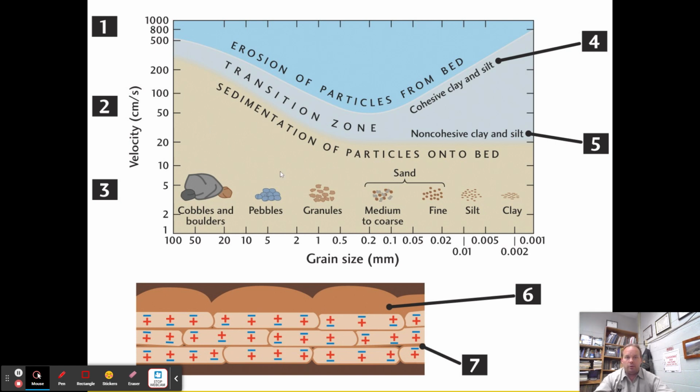So sedimentation of particles onto the bed is this sort of tan area, and that's where stuff's being carried along on the bed of a stream. And then there's a transition zone, and then where stuff is picked up and carried up in the water column. That's what's going on up here. So to pick up a boulder or a cobble in the water column, you've got to have some really moving water, right?